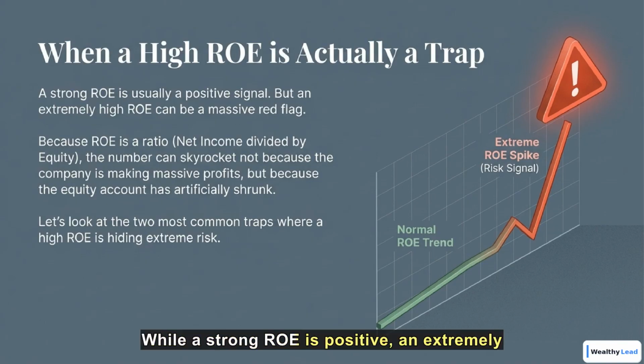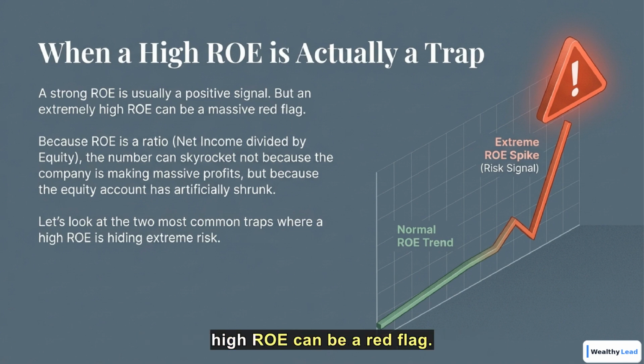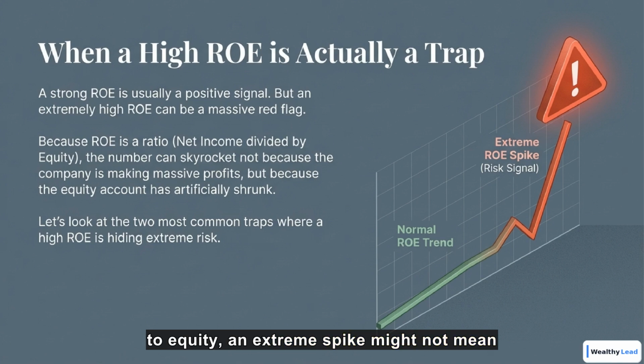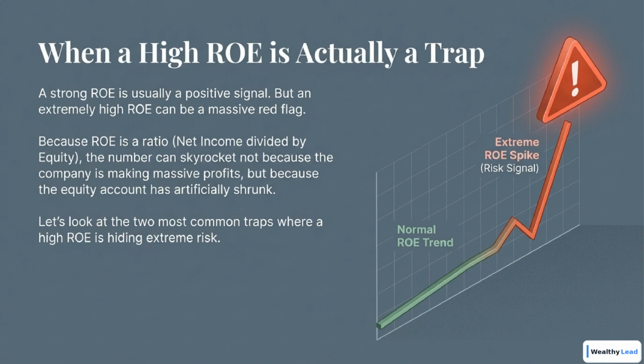While a strong ROE is positive, an extremely high ROE can be a red flag. Because ROE is a ratio of net income to equity, an extreme spike might not mean massive profits, but rather that the equity account has artificially shrunk. This video will now look at two common traps.